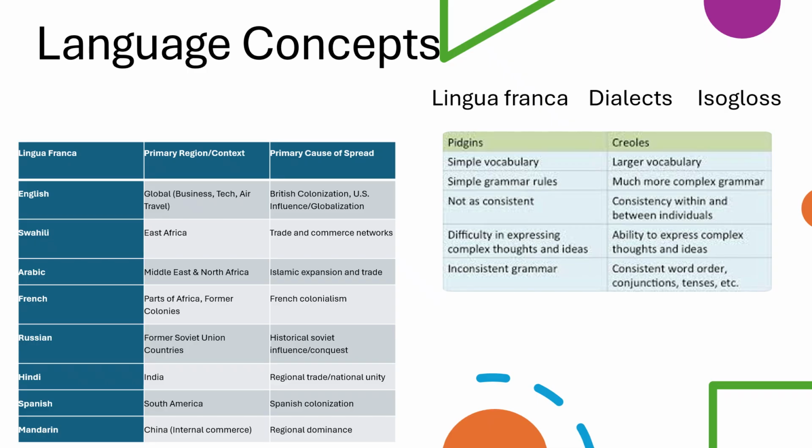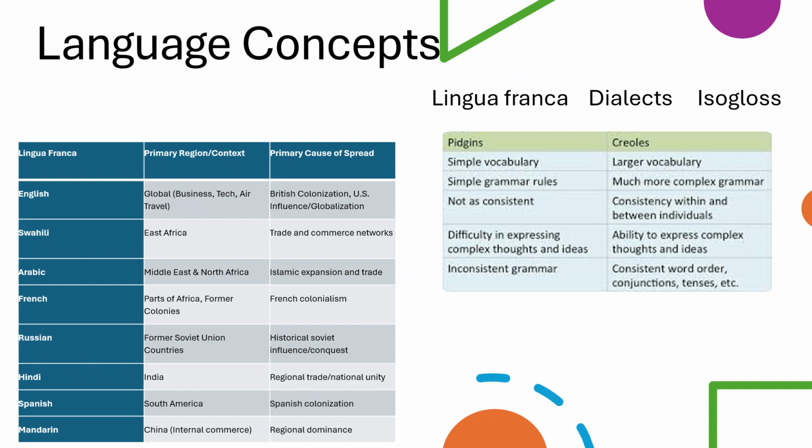An isogloss is a boundary between languages. Boundary disputes can absolutely happen at an isogloss. Pidgin languages are simple versions of languages that happen when they're being learned. Spanglish, a combination of Spanish and English. Denglish, a combination of German and English.